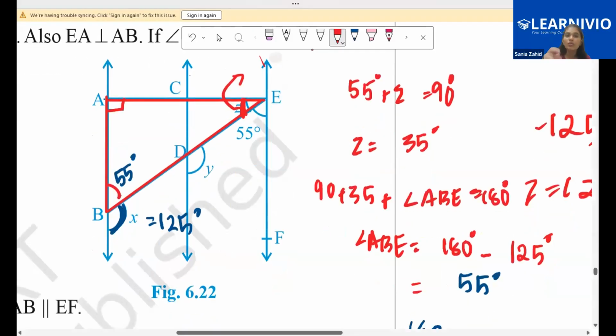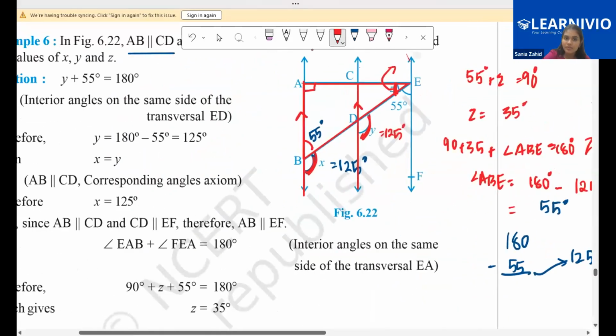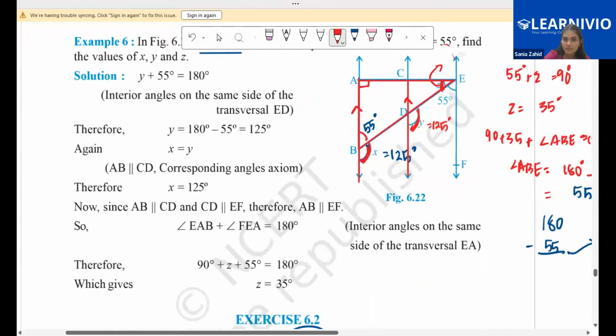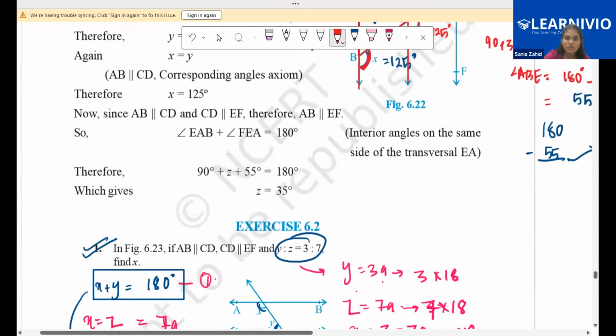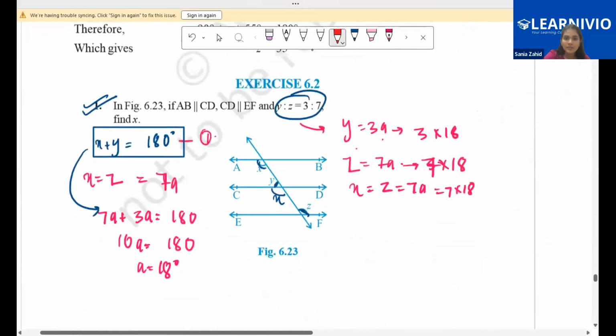Now children, if you look at the figure, we have this line and then this line. This line is parallel to this line. So this angle and this angle are corresponding angles. So X is equal to Y, which are corresponding angles. Thus, both are 125. Right, children? Okay, so that's how we get it.